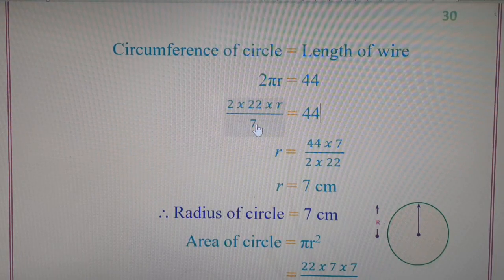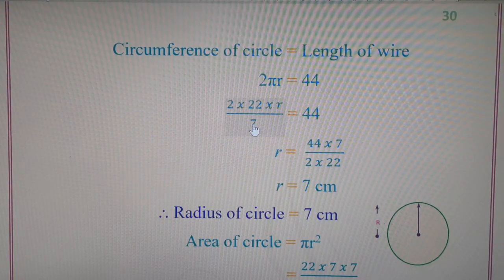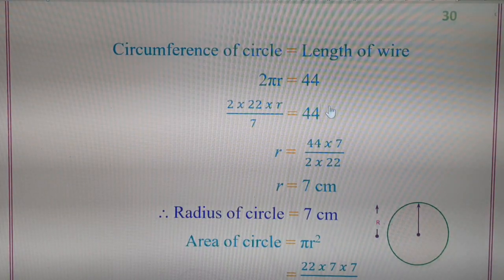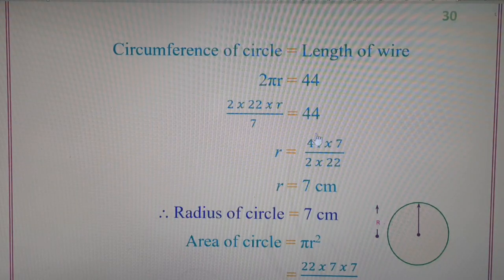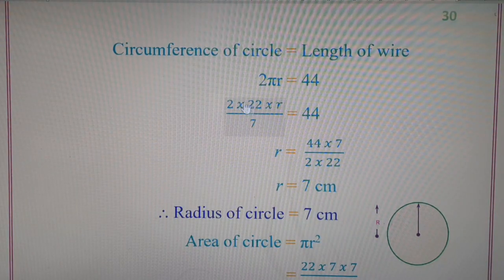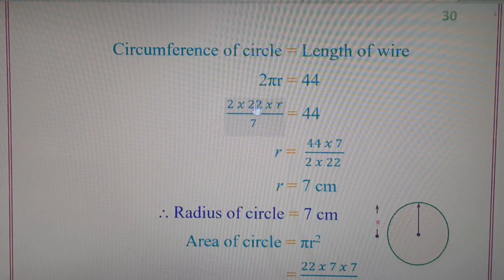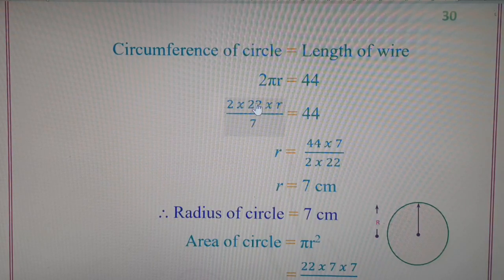Transpose rule means the opposite rule. So here divide 7 will become multiply 7 when it goes from left hand side to the right hand side. So divide 7 or denominator 7 will become multiply 7 and will go in the numerator next to 44. So 44 into 7 we will write, and 2 and 22 is in the numerator, so that will be sent to the denominator when it moves from the left hand side to the right hand side. So 2 and 22 is transposed using the opposite rule.